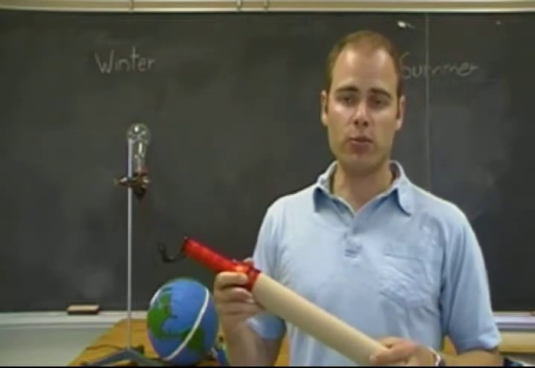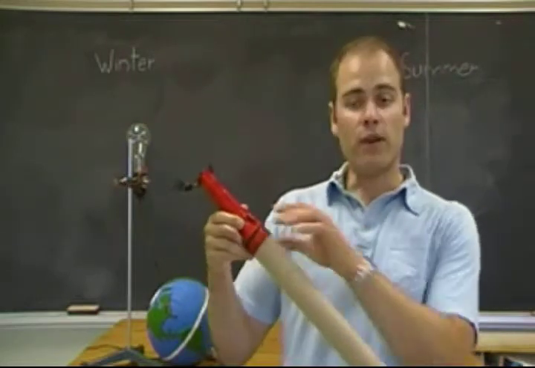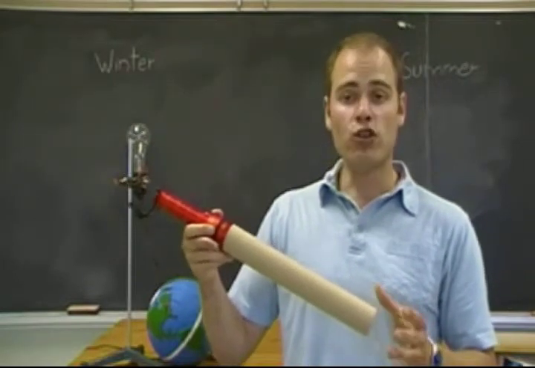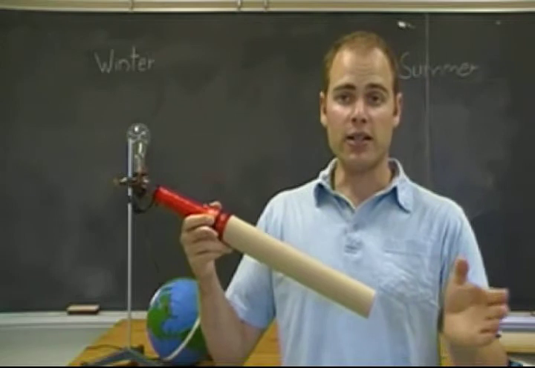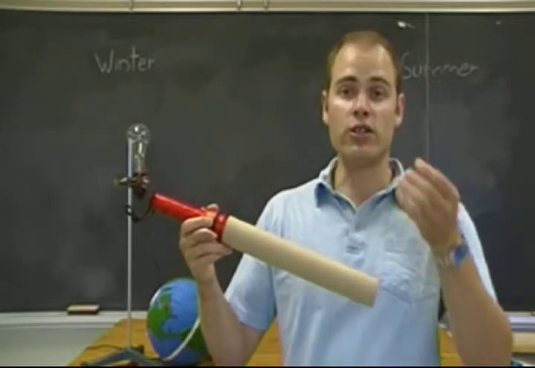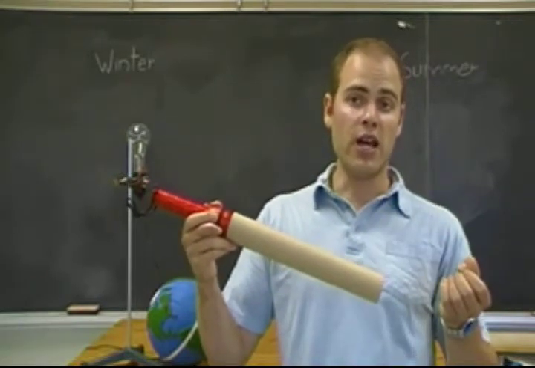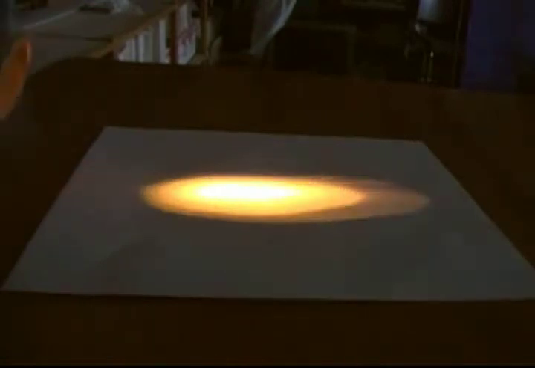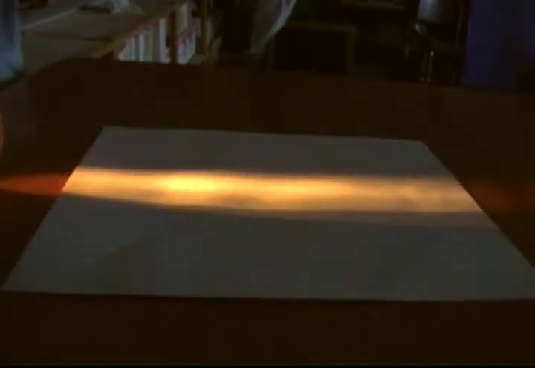Interesting concepts to explore. Also, using maybe a flashlight and a paper towel tube, you can talk about indirect versus direct sunlight. And these are good connections to the summer solstice and the winter solstice, and why we have warmer temperatures and colder temperatures. So that's generally with respect to indirect and direct sunlight, and not the distance of the Earth from the Sun.